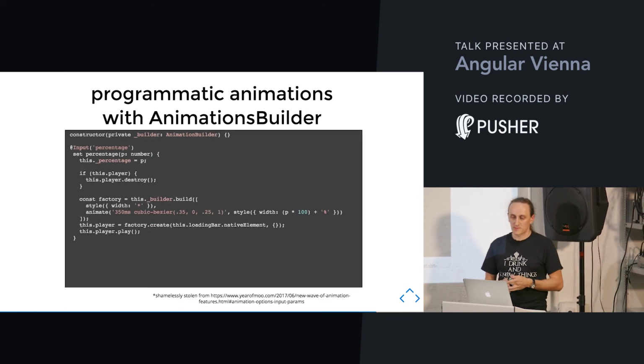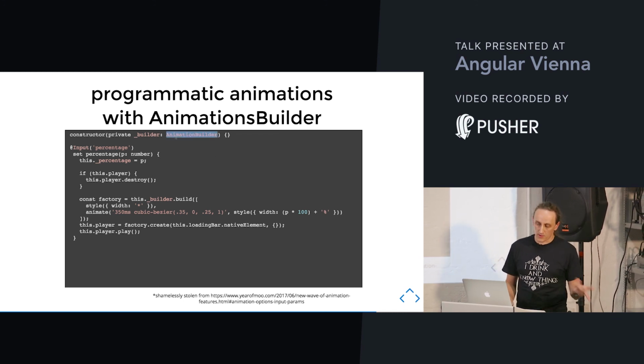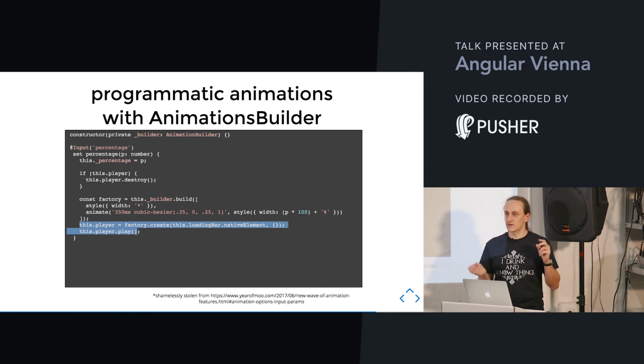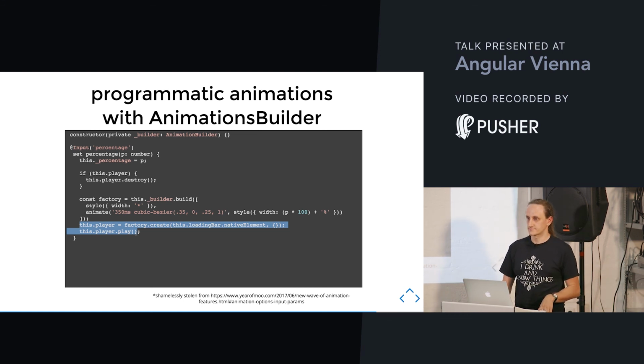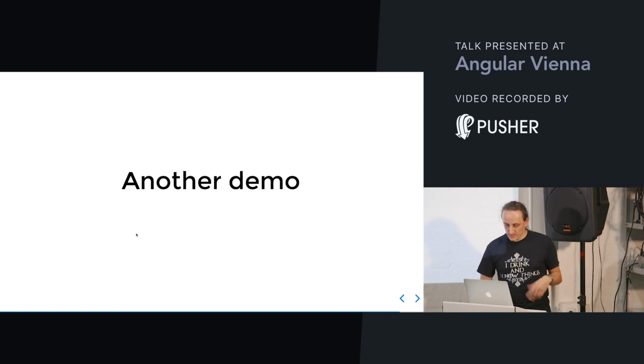And also programmatic animations using Animation Builder. We just include Animation Builder in our constructor and then can use builder build to build animations and then have access to the player. And then we can switch between frames backward, forward, and do whatever we want. Questions? And now let's do another demo.